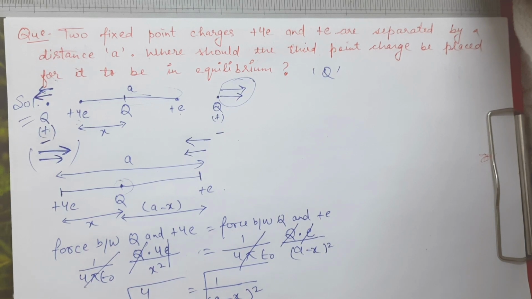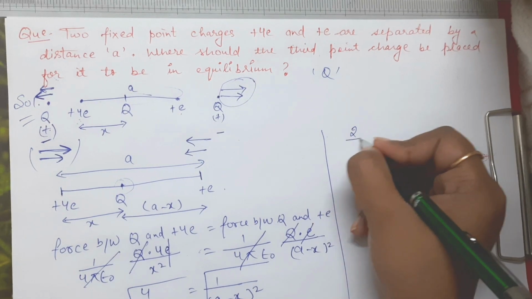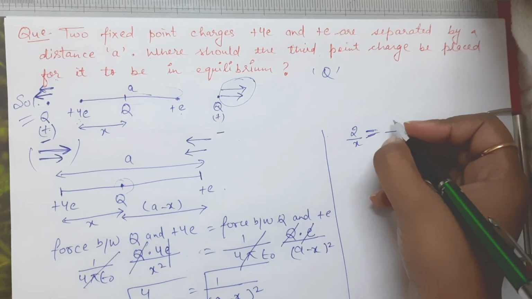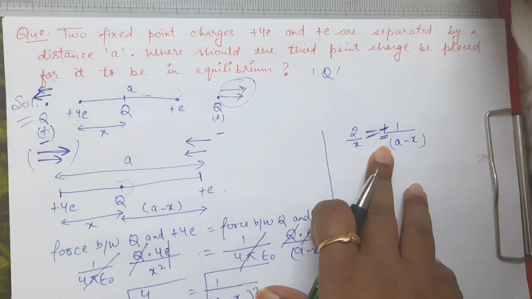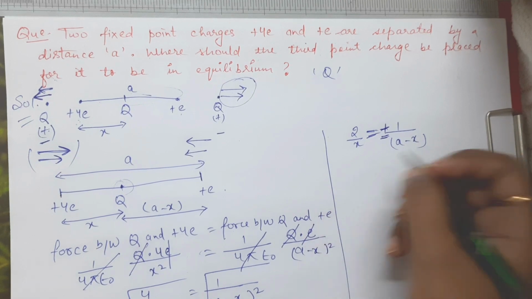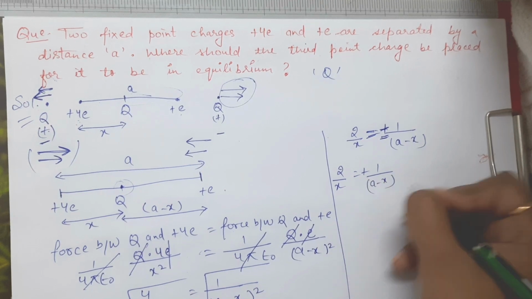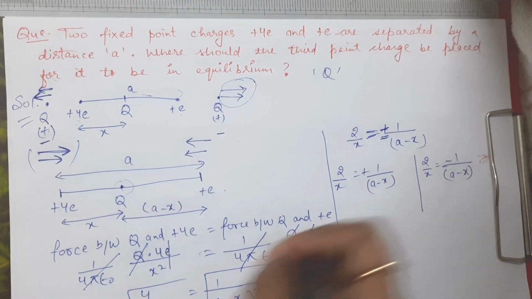We can write it as 2 squared by x squared equals 1 squared by a minus x whole squared. So the root will cancel out with these squares. What we are left with is 2 by x equals plus minus 1 upon a minus x. When we take the square root, we get a plus minus. Now there will be two cases. 2 by x can be equal to plus 1 by a minus x, or it can be equal to minus 1 upon a minus x.